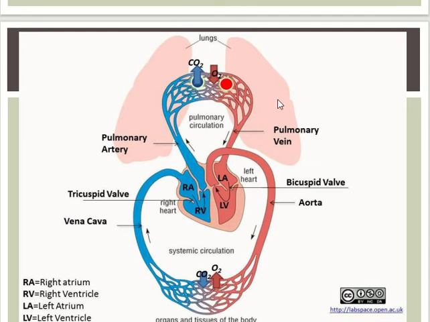And the second one is systemic circulation. Systemic circulation is the blood circulation from the heart over here, starting from the left atrium to the left ventricle, goes to the aorta, and then it will go to the arterioles, and then here what will happen?